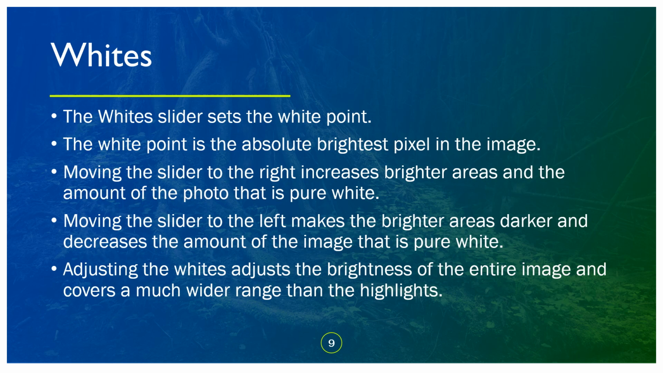The white sliders set the white point. The white point is the absolute brightest pixel in the image. Moving the slider to the right increases the brighter areas and the amount of the photo that is pure white. Moving the slider to the left makes the brighter areas darker and decreases the amount of the image that is pure white. Adjusting the whites adjusts the brightness of the entire image and covers a much wider range than the highlights.